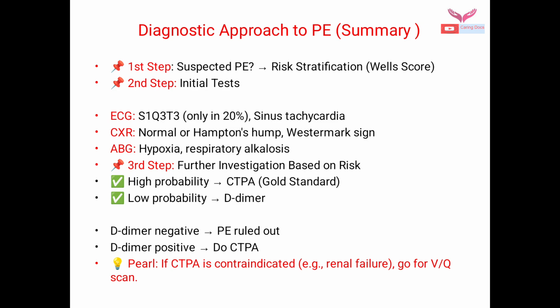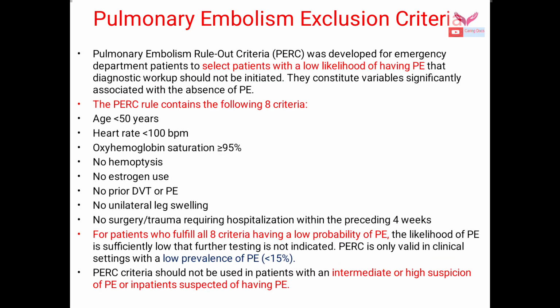Then we do initial tests like ECG, chest X-ray, ABG. If patient has very high probability in Wells criteria, then we can do CTPA directly. It is a gold standard method. If there is low probability, we do D-dimer test. If D-dimer test is negative, then pulmonary embolism is ruled out. If D-dimer is positive, then we do CTPA. That is CT pulmonary angiography. If CTPA is contraindicated, for example, in patients with renal failure, then we do VQ scan.